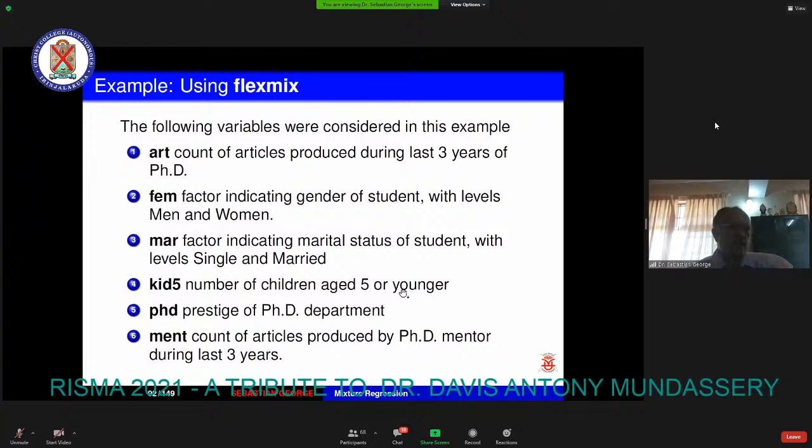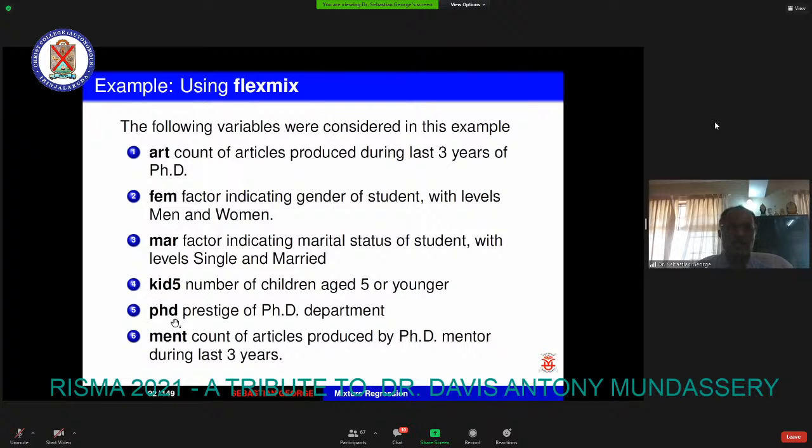The following variables were considered in this example. One variable is art, the count of articles produced during the last 3 years of the PhD. Another is FEM, a factor indicating the gender of the student with levels men and women. Another one is MAR, a factor indicating the marital status of the student with levels single and married. KID5, the number of children aged 5 or younger. PhD, the prestige of the PhD department. Ment, the count of articles produced by the PhD mentor during the last 3 years. This is the number of articles produced by the PhD supervisor.